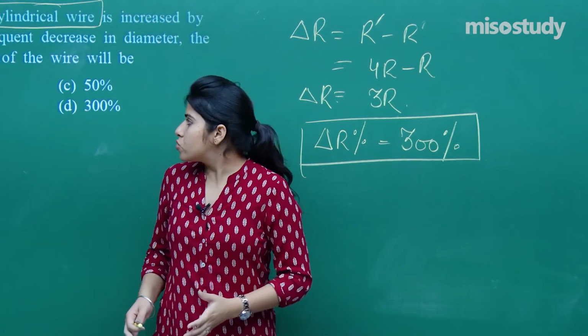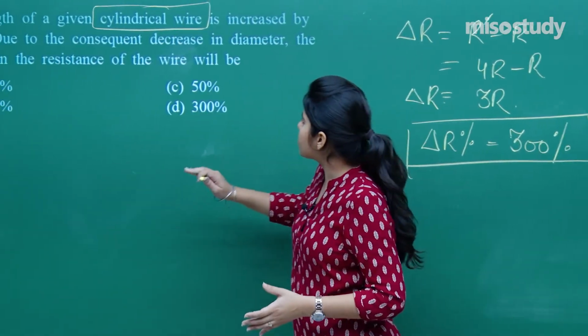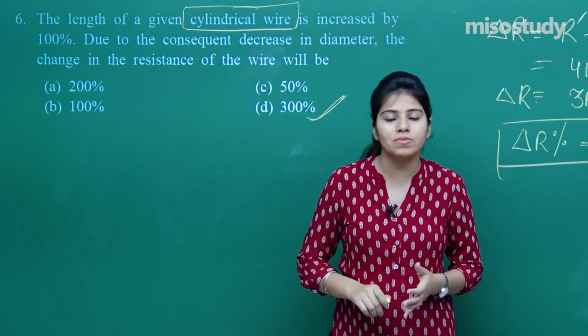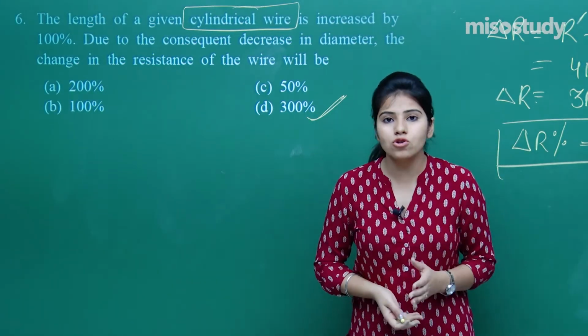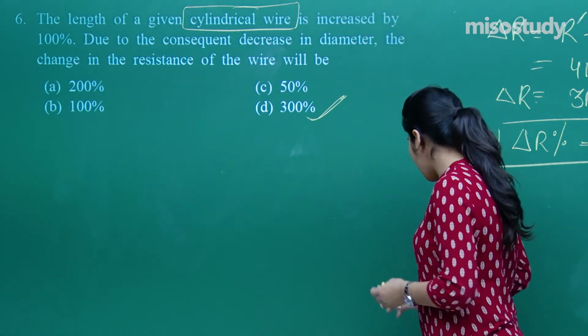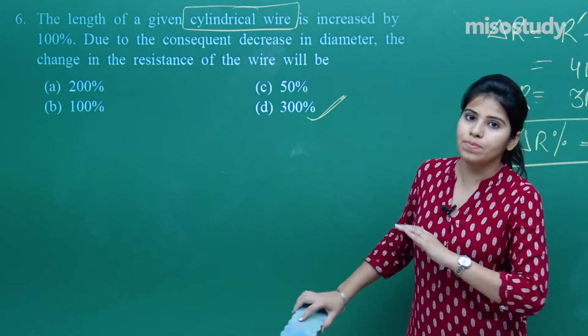So now we have to see, A option is 200, B is 100, C, yeah, okay. So the D option is the correct answer. That means 300% is going to be the change in the resistance. Right, students? Now we will be moving towards the next question as we have completed this question.